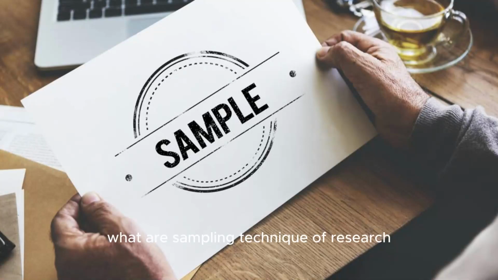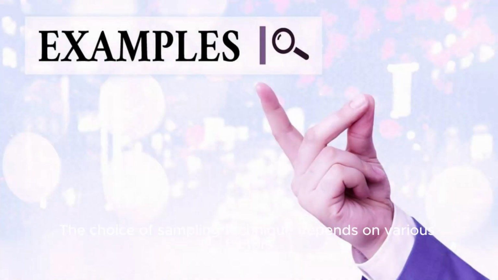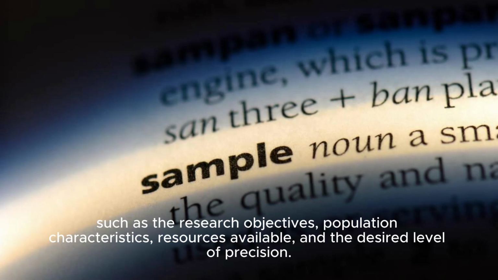What are sampling techniques of research? Sampling techniques in research refer to the methods used to select a subset of individuals or items from a larger population for study. The choice of sampling technique depends on various factors, such as the research objectives, population characteristics, resources available, and the desired level of precision.